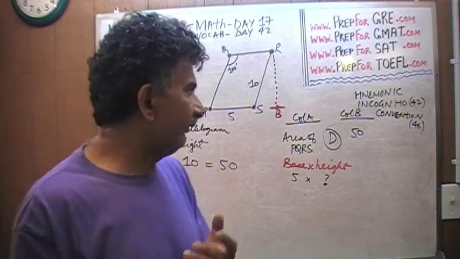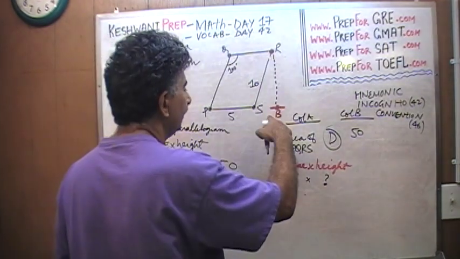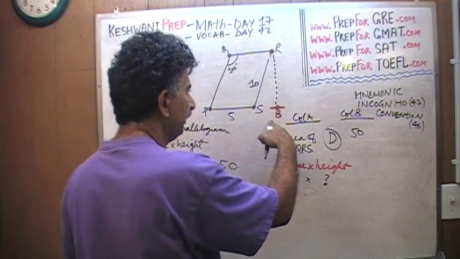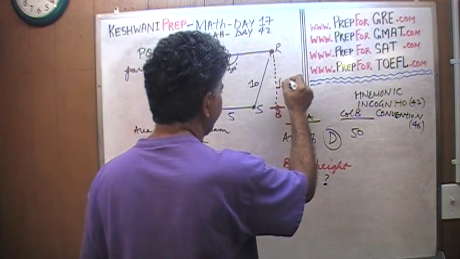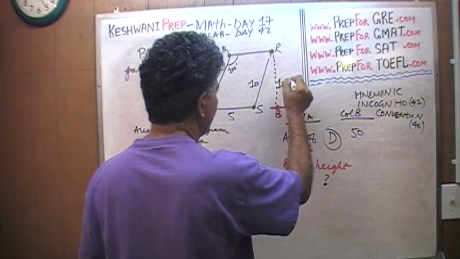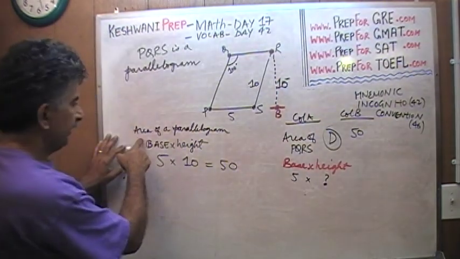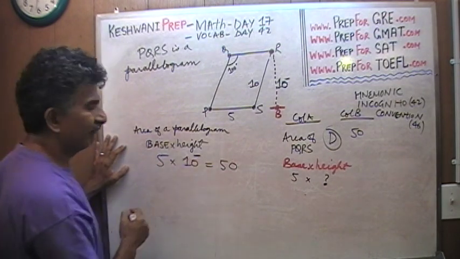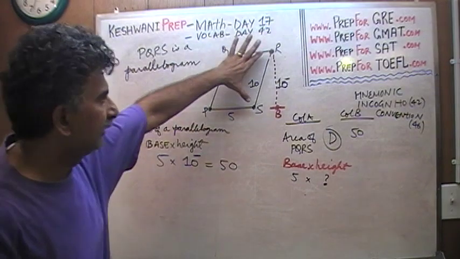And to which the answer is, this height, whatever it is, since this distance from R to S is 10, therefore this distance from R to B, whatever it is, has to be less than 10. This distance has to be less than 10. This is how we write it, 10 with a negative sign. So the area of the parallelogram is base times height, and height is less than 10. We know that for a fact, because we are told that this is 10.